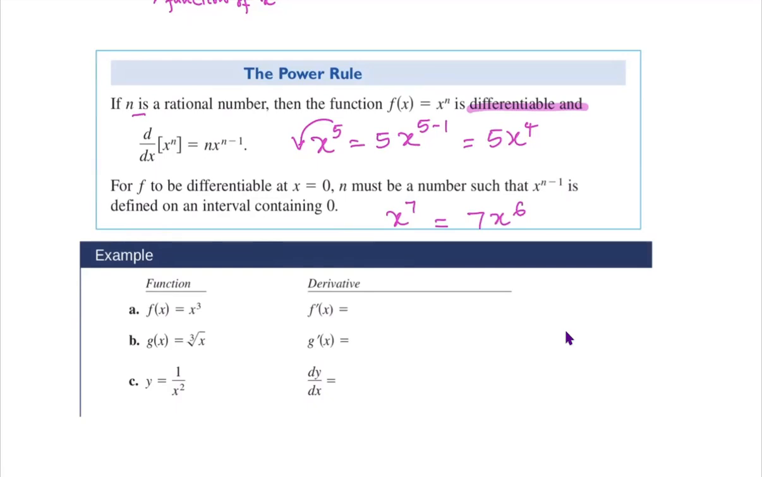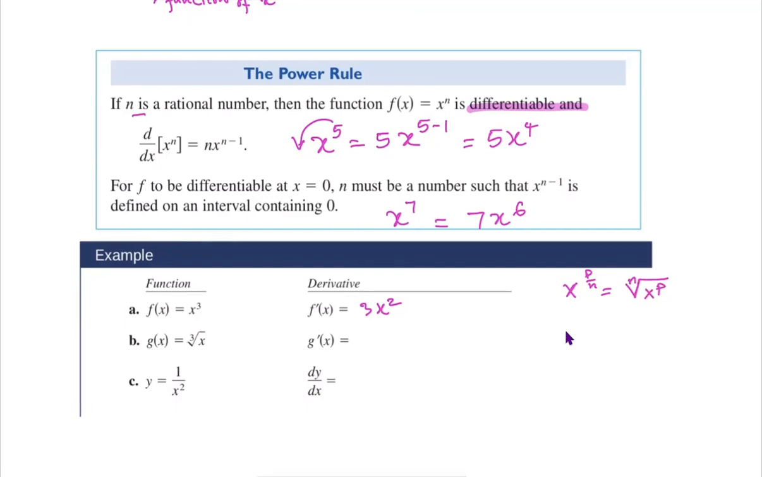So let's do some examples. If I have f of x, a function that is x to the power 3, f prime of x would be 3x to the 2nd. Now here is what I have. Cube root of x, just cube root of x. Now, if you remember, x to the power p over n is the same as the nth root of x to the p power. Now look at this.